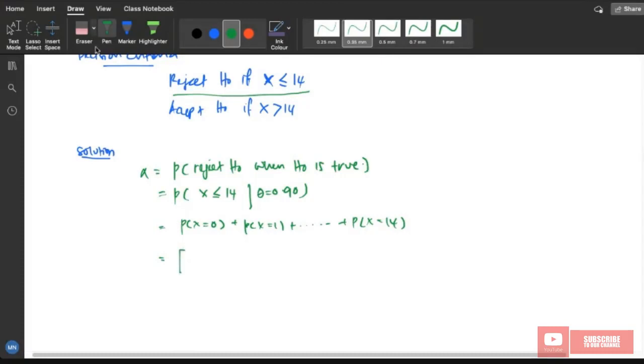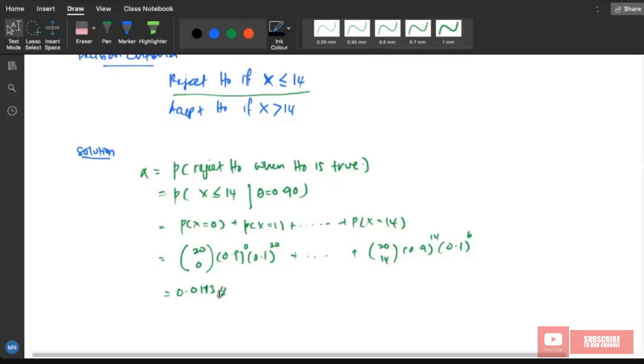So we have 20 trials, right? 20 choose 0, and then the probability of success 0.9 to the power of 0, and probability of failure 0.1 to the power of 20 minus 0, 20, right? Plus until the 14: 20 choose 14, 0.9 to the power of 14, 0.1 to the power of 20 minus 14, which is 6. So this should be equal to 0.0113, right? So this is using manual calculation.